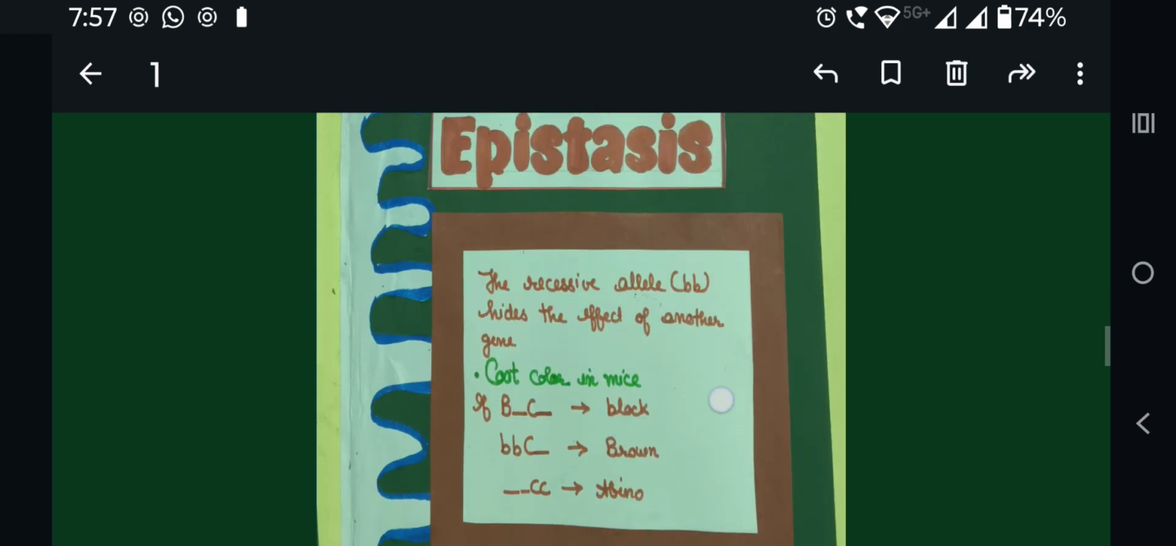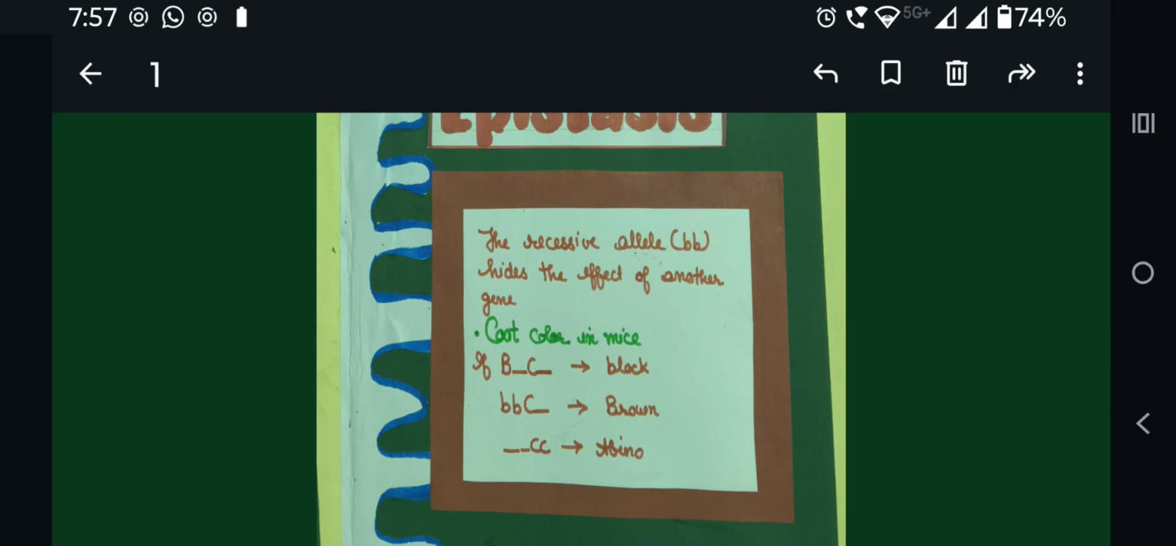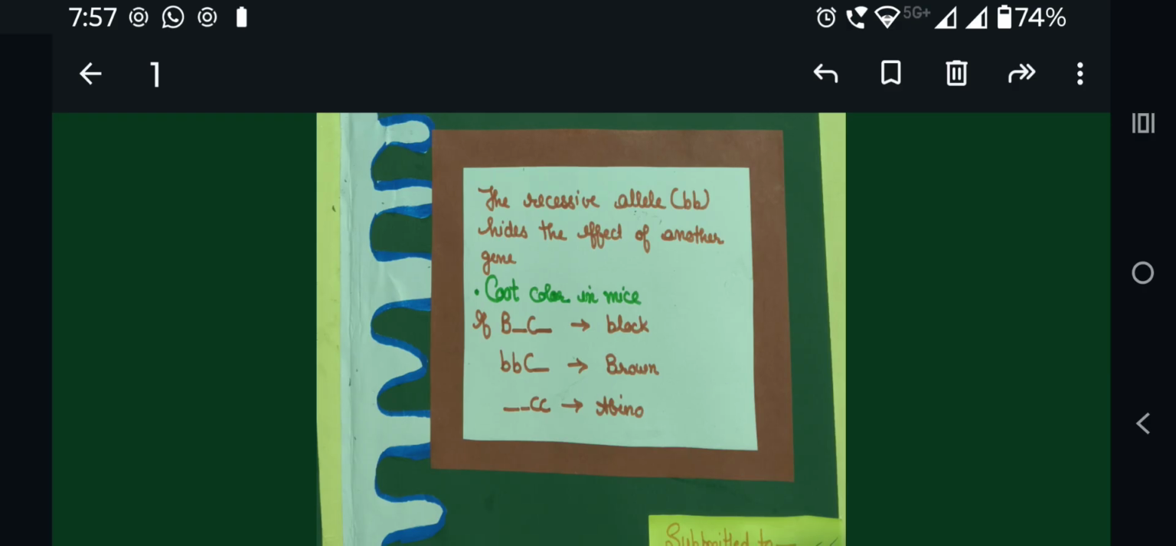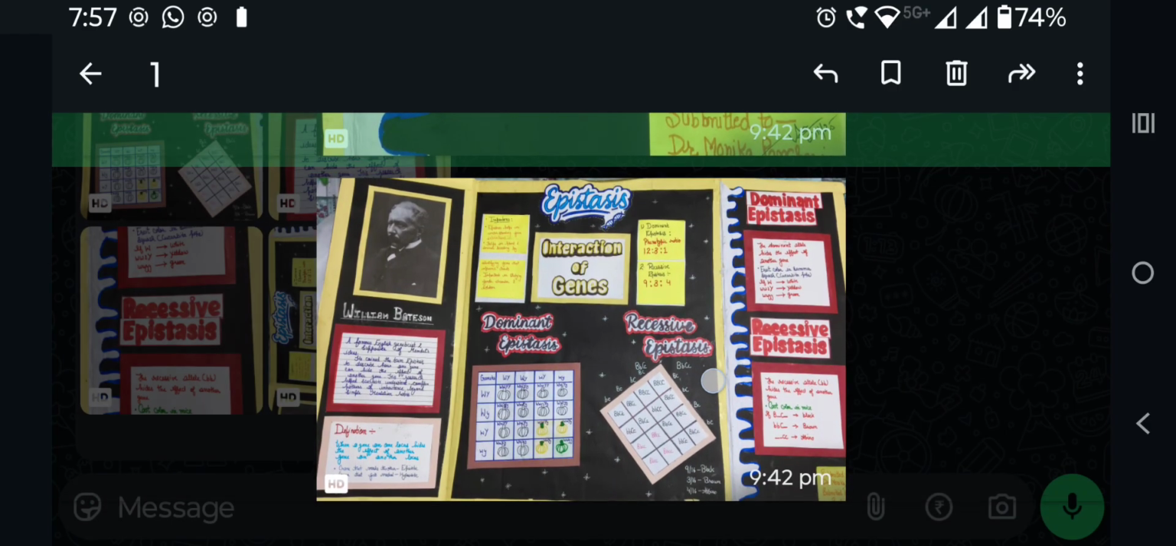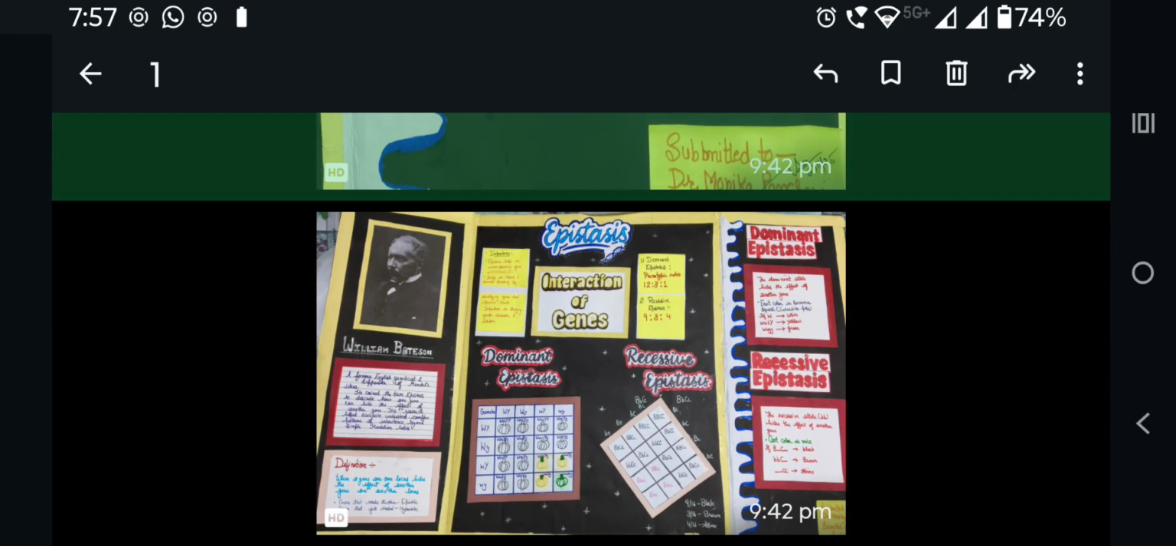In recessive epistasis, the recessive allele hides the effect of another gene. This is coat color in mice. Capital B is black, small b is brown, capital C allows color, and small c is albino. So three types of varieties are formed here. You can see how beautifully she has tabulated, in a single frame, the interaction of genes in dominant epistasis and in recessive epistasis.